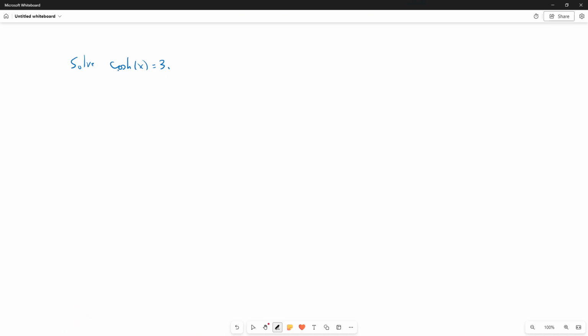We would like to solve the equation hyperbolic cosine of x equals 3. The hyperbolic cosine function, cosh x, is equal to e to the x plus e to the negative x divided by 2. And the graph of the function is somewhat parabolic looking. It's symmetric with respect to the y-axis, and the minimum height here is 1.